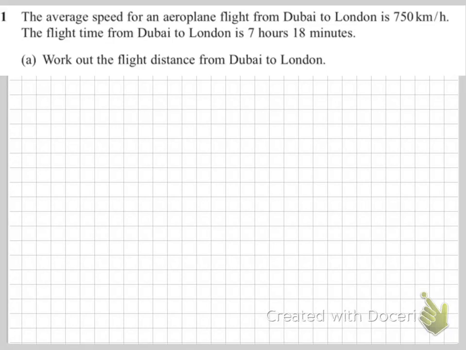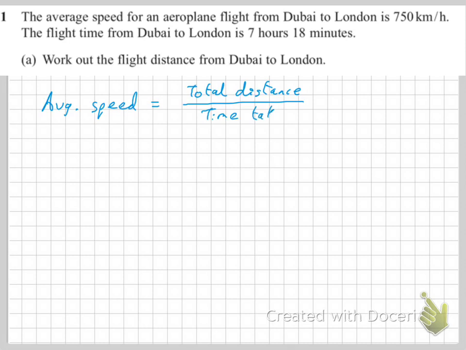IGCSE past paper, January 2017, paper 3H, and here are a few of the questions from there, worked through. Question 1, part A: you're given an average speed in kilometres per hour, and you're given the flight time. Find the distance. Well, we can use the formula for average speed: total distance divided by time taken.